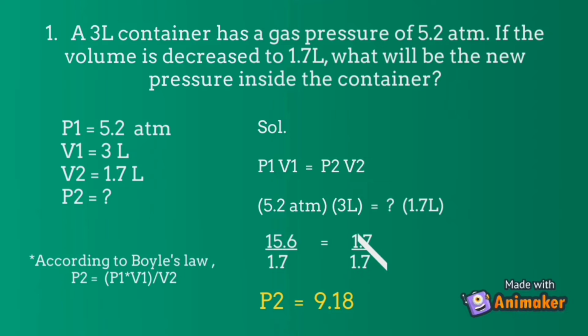So, tingnan natin. We have here our volume 3 liters to 1.7 liters. Ibig sabihin, nag-decrease siya. So, dapat mag-increase ang ating pressure. We have here 5.2 atmosphere to 9.18 atmosphere. So, nag-increase ang ating pressure. And in this case, tamang ating sagot.